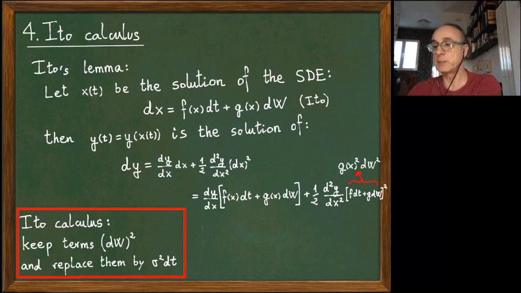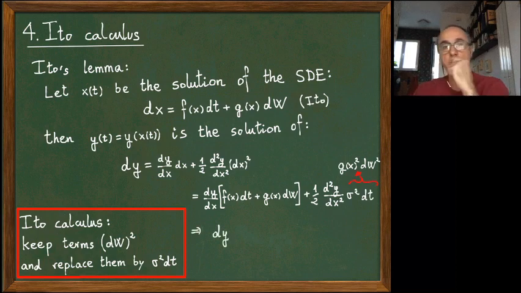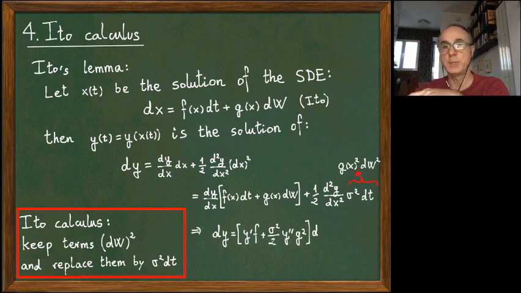And now let's apply the second part of the recipe. We replace dw by sigma squared dt. So we can now erase here and do like that. So this is Ito's lemma. Let me write it now in a more graphic way. I will group the deterministic terms and the stochastic term.